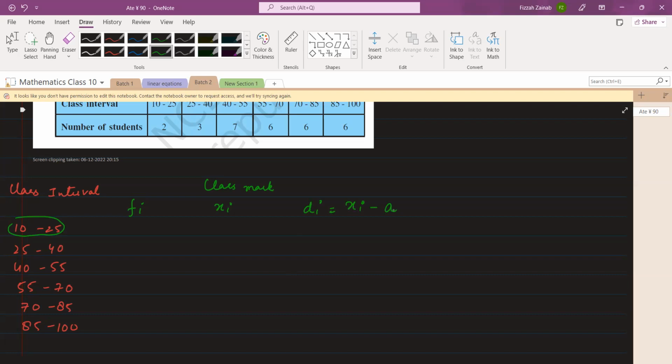Now, in the step deviation method, the next column will be of Ui. Now, what is Ui? This Xi minus A will be further divided by H. This will become your Ui, right? Yes, ma'am. Okay, and in the final, we will multiply Fi into Ui.